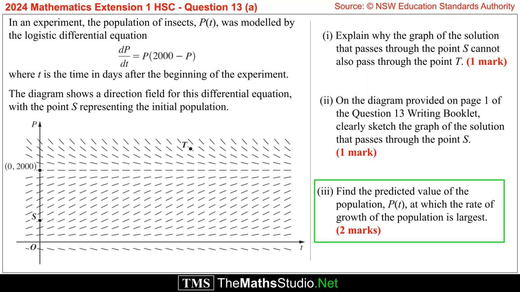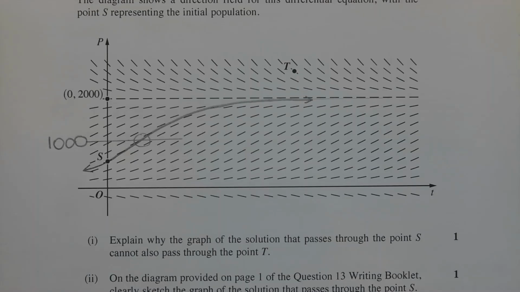Part 3. Find the predicted value of the population, P of t, at which the rate of growth of the population is largest. From part 2, we've observed that there's an inflection point around here which represents the maximum rate of change of population with respect to time.